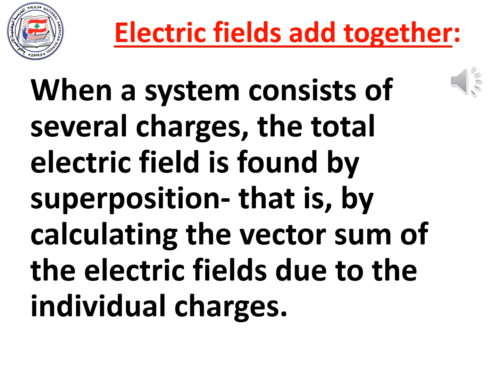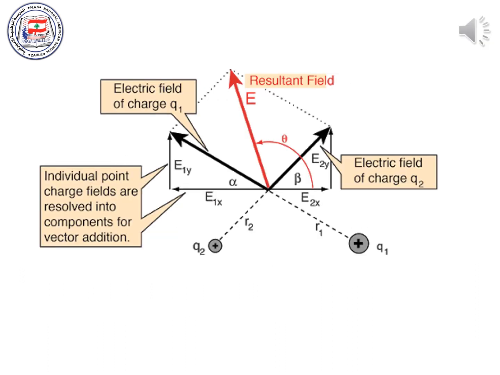This is very similar to what we did when we needed to combine the electrostatic force between several charges. Now look at the figure in front of you. In this figure, we can see two charges, Q1 and Q2. So we have an electric field due to charge 1, and we have an electric field due to charge 2. These fields are represented as vectors in black. These fields can be combined in order to find the total electric field due to both charges, which is the vector represented in red.